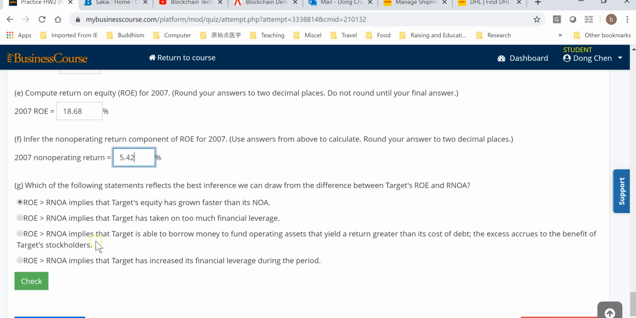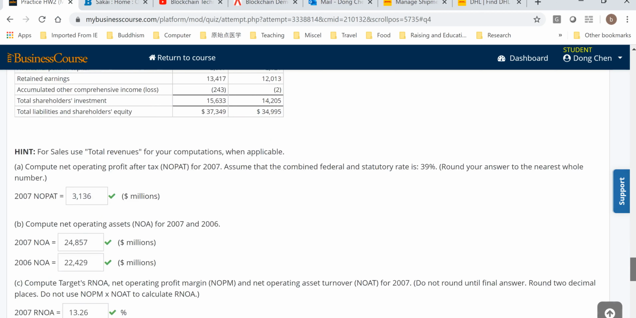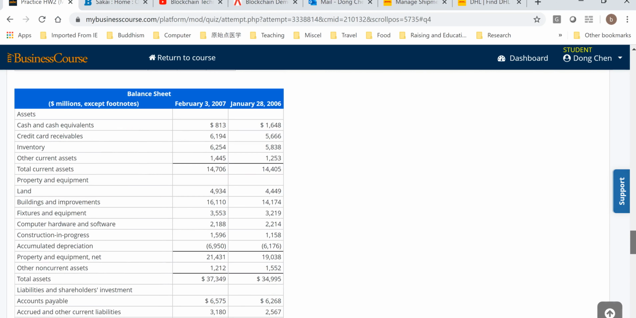So C implies that target is able to borrow money to fund operating assets that yield a return greater than its cost of debt. The excess accrues to the benefit of target stockholders. This is basically what we are looking for, right? We should choose this one. And finally, D implies that target has increased its financial leverage during the period. We don't know. Yeah, we need to compare whether financial leverage has increased or not. So only this part is right. So now let's check our answer. Okay, looks like we have got everything right.